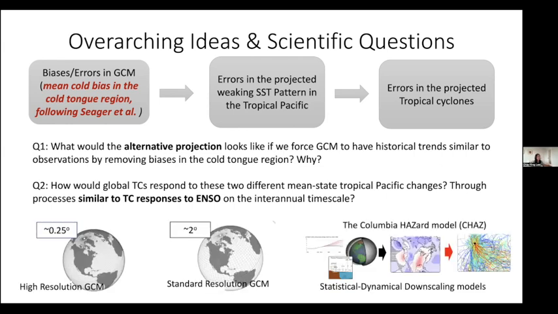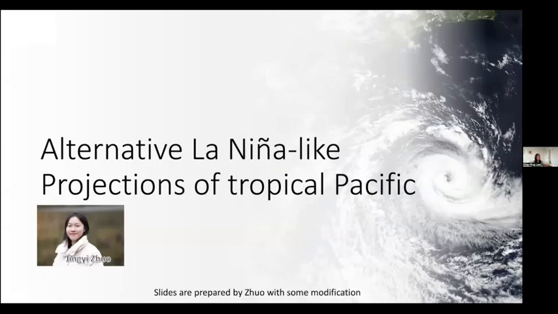I'm going to skip a little bit and jump into results. Basically, a postdoc working with me showed that when we remove the model bias, the model will project a La Nina-like pattern, just like the observations.